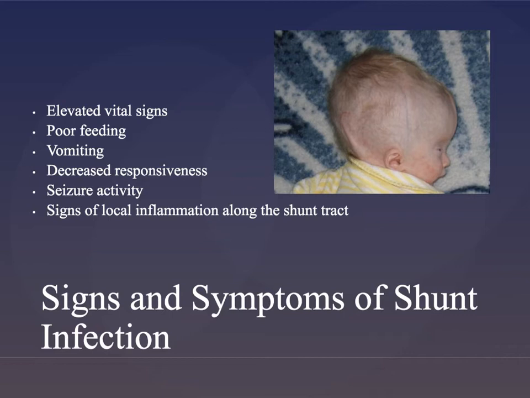Okay, so this little guy has a shunt in. His shunt is right here, and the shunt track is right through here, and then it goes down and around through the front of him and down into his peritoneal cavity and down into his stomach. Okay. Can I erase these?